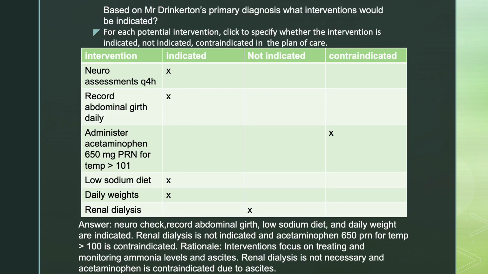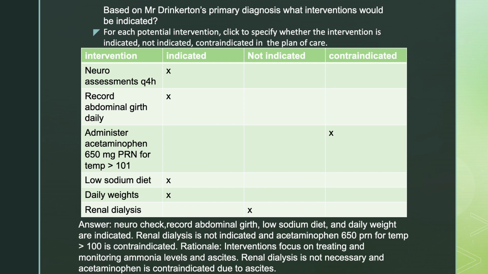So, based on Mr. Drinkerton's primary diagnosis, what interventions would be indicated? For each potential intervention, click to specify whether the intervention is indicated, not indicated, or contraindicated in the plan of care.